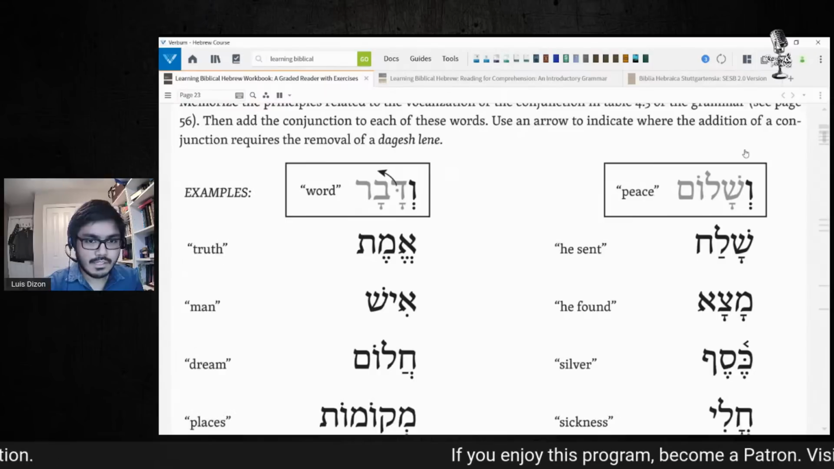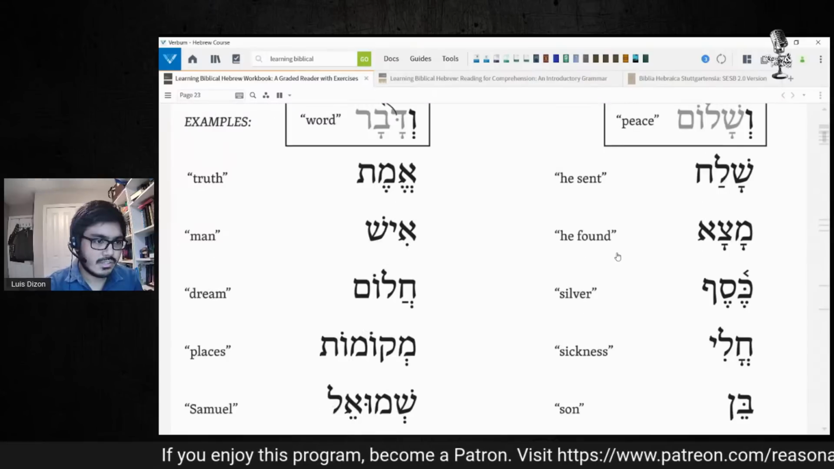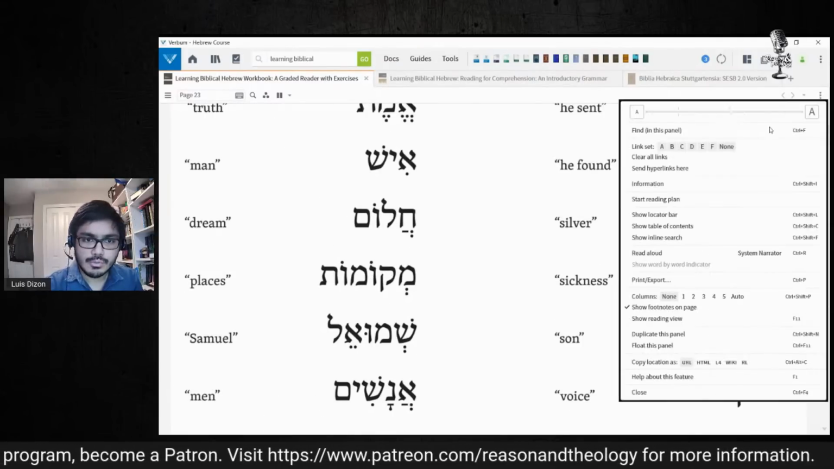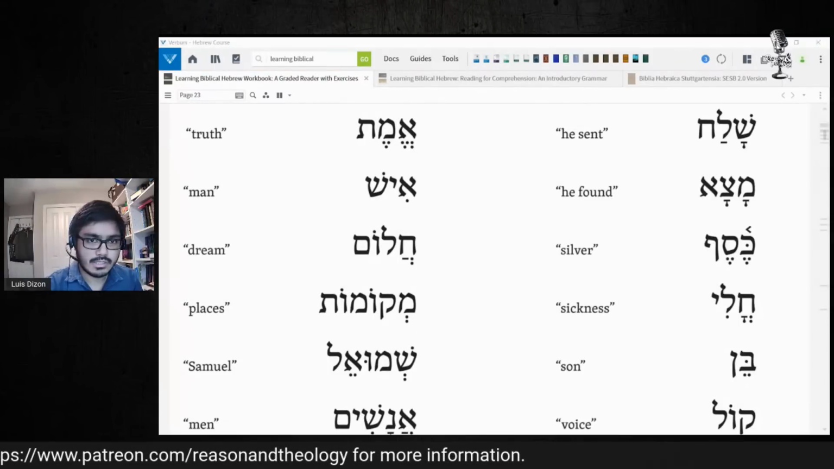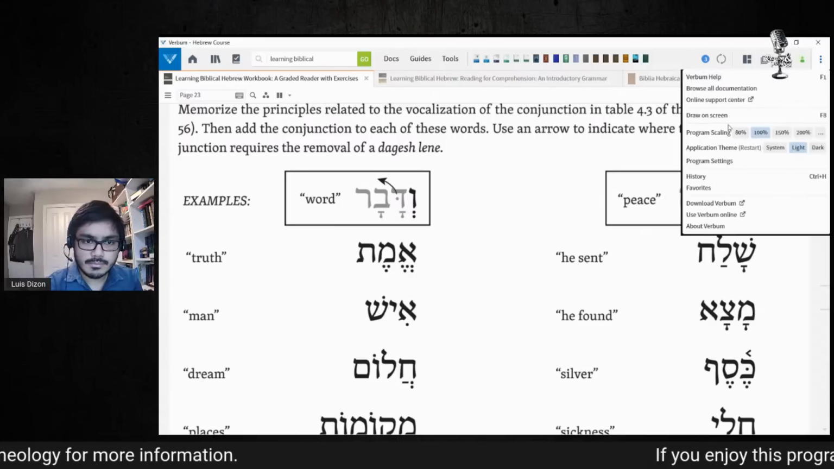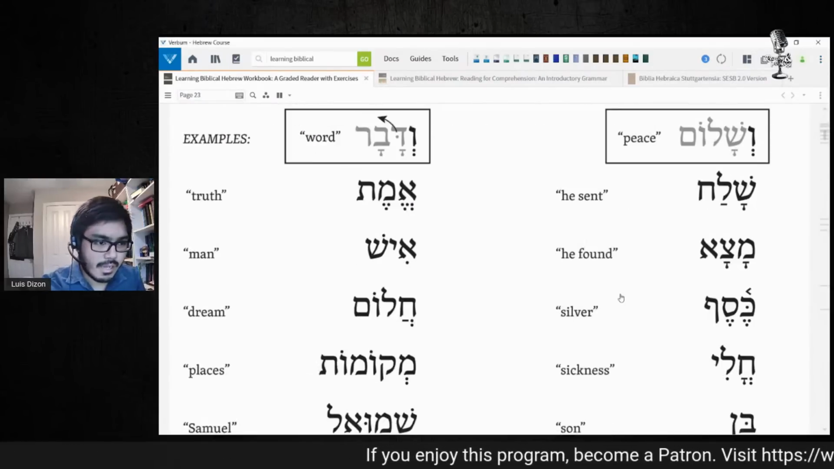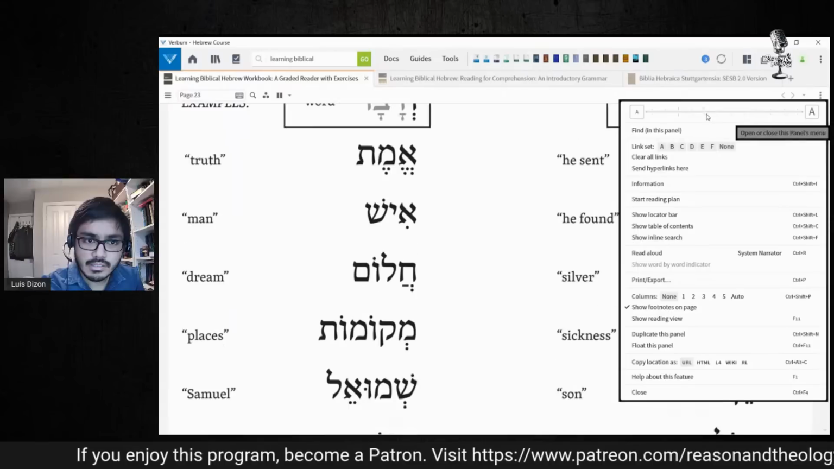So, and then you have the conjunction. So the word for "and." So you learn how to attach it to each of these words, and it's going to be slightly different for some of them. So the standard one would be a vav with a shva underneath.